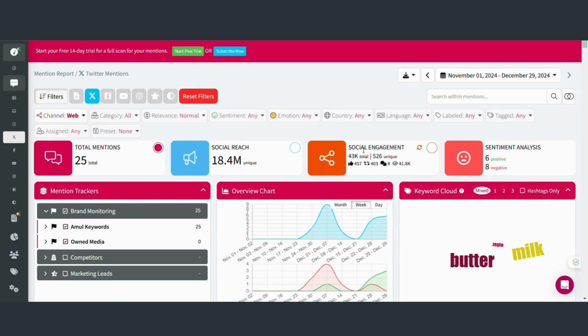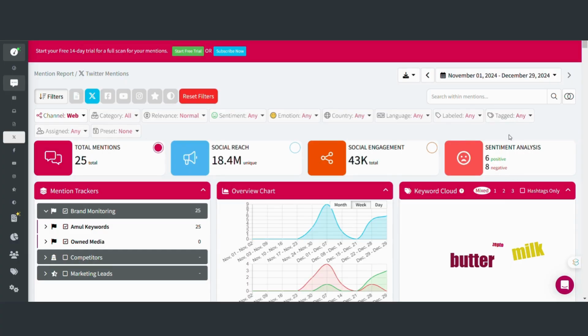Social engagement measures interactions like retweets, likes, and replies. This helps us gauge how well the audience is engaging with Amul related content. Here you can see 43,000 total social engagement, with 526 being unique. There are around 457 likes, 403 retweets, 8 comments, and a viewership of 41,000.